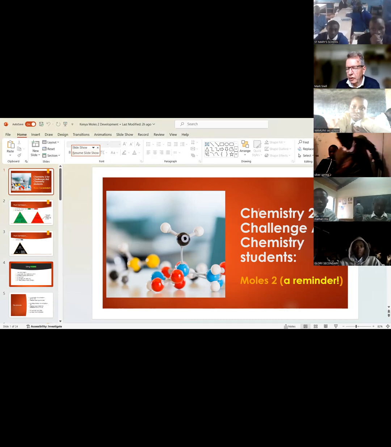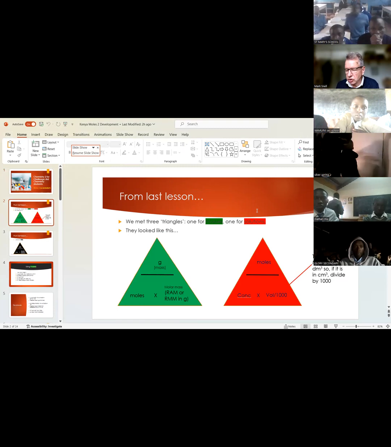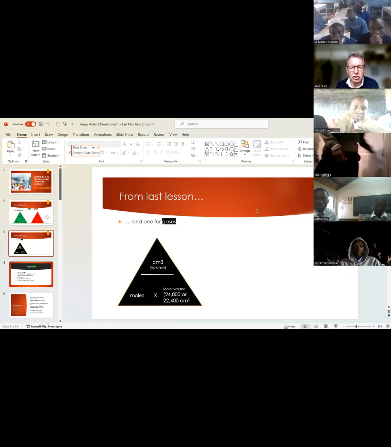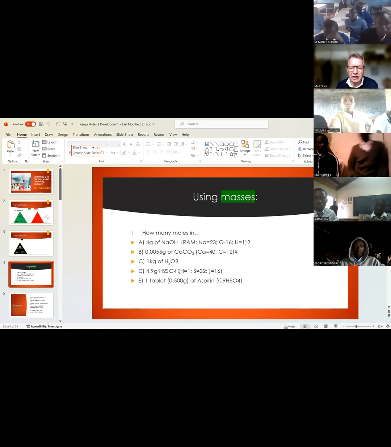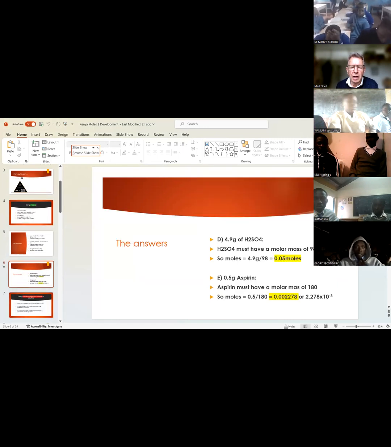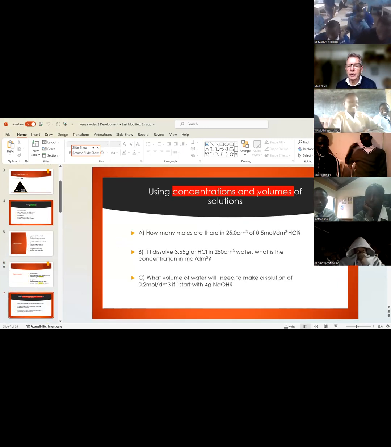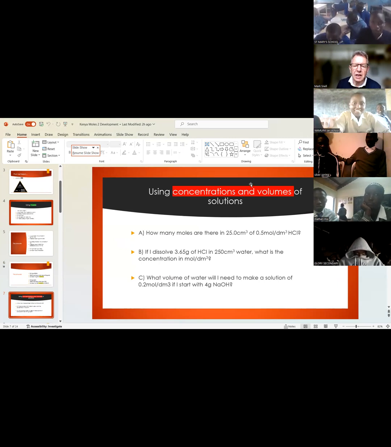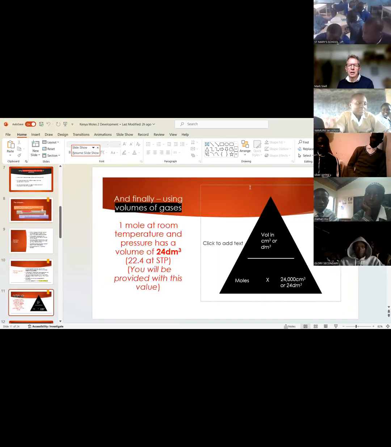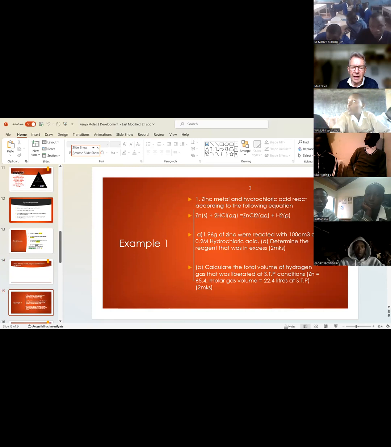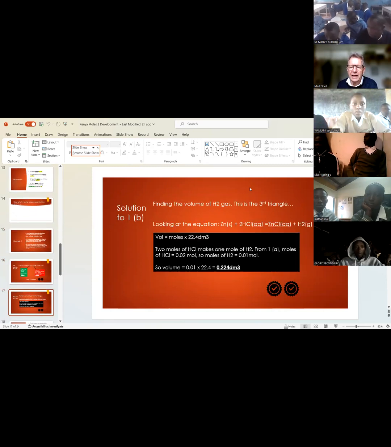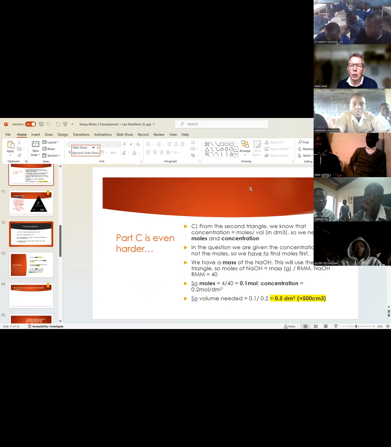So this is what you will see tomorrow. It reminds you of the three triangles. It then has some questions, some of which are the same as today and some of which are different. It's worth having a go. Then it's got the answers, and then it's got one on concentrations and volumes, and then it has one on volumes of gases. So it's a lot of questions. And then it's got some proper examination style questions if you want to try that.